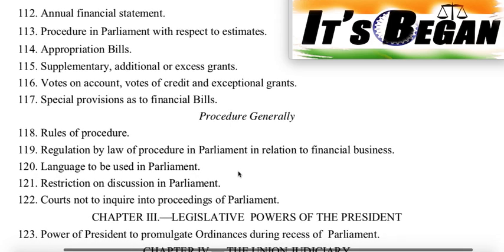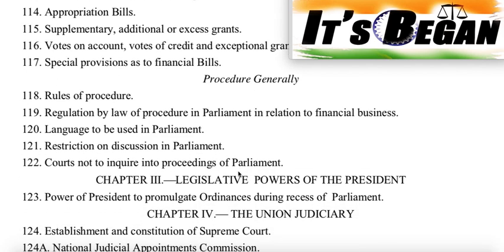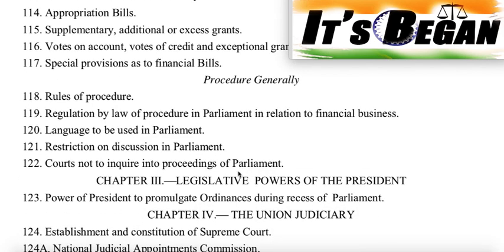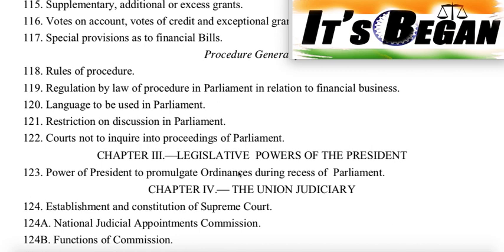Chapter 3 Legislative powers of the President. Article 123 Power of President to promulgate ordinances during recess of Parliament. Chapter 4 The Union Judiciary. Article 124 Establishment and Constitution of Supreme Court. Article 124A National Judicial Appointments Commission.